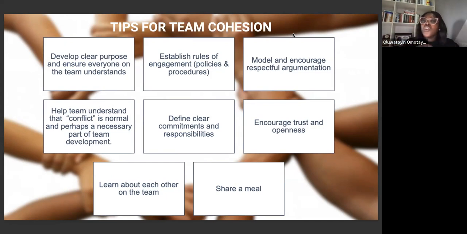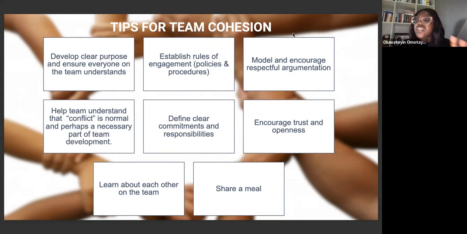The first thing you have is to develop clear purpose and ensure that everyone on the team understands. We already talked about this a lot, that beyond competency, remember, you are hiring for culture fit and someone who understands and buys into your vision. So everybody must know what we're doing.